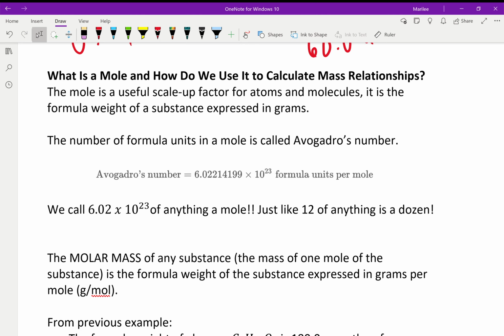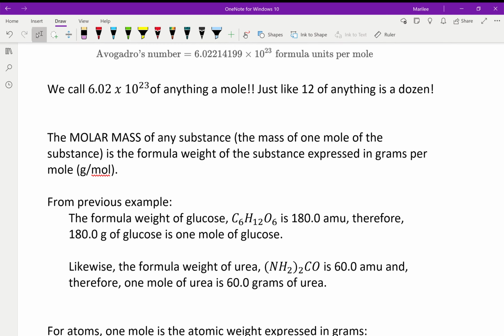What this means is, if we have 6.02 times 10 to the 23rd of anything, we call it a mole. So just like 12 of anything is a dozen, 6.02 times 10 to the 23rd of anything is called a mole. The molar mass of any substance is the mass of 1 mole of the substance, the formula weight of the substance expressed in grams per mole. So that will have a unit of grams per mole.